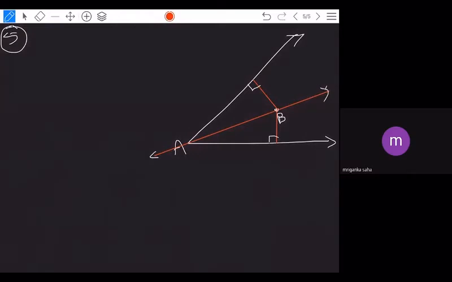And it is given that L is the bisector. Bisector is nothing but this angle equal to this angle. So now, these points are here P and here Q.